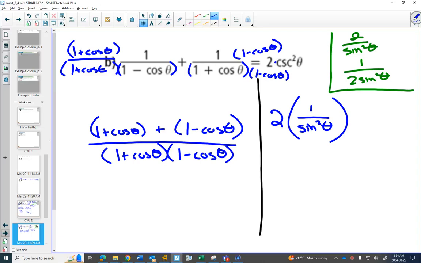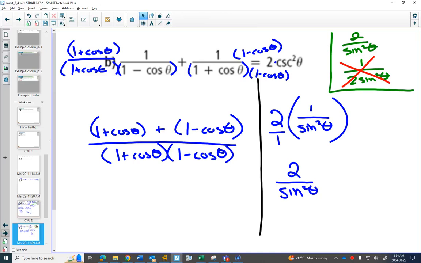Then this 2 out front is multiplying fractions. It's 2 over 1. How do we multiply fractions? We multiply the tops and we multiply the bottoms. So now looking at the 2 options, the temptation is to move that 2 down to the bottom with the sine, but that is actually wrong. And we can see that it's wrong if we take our time and change it.